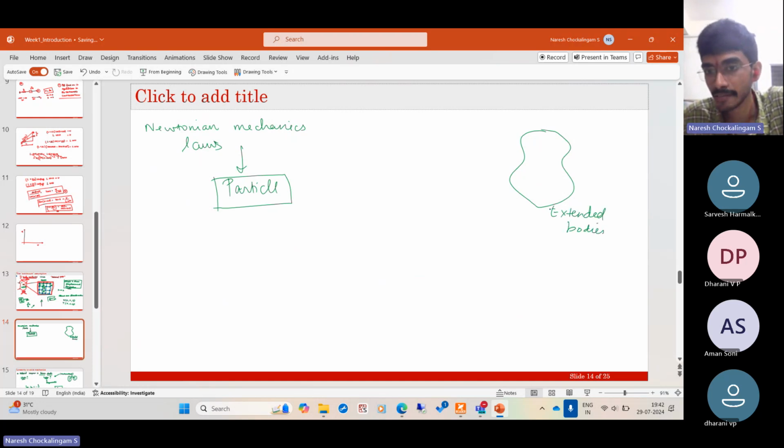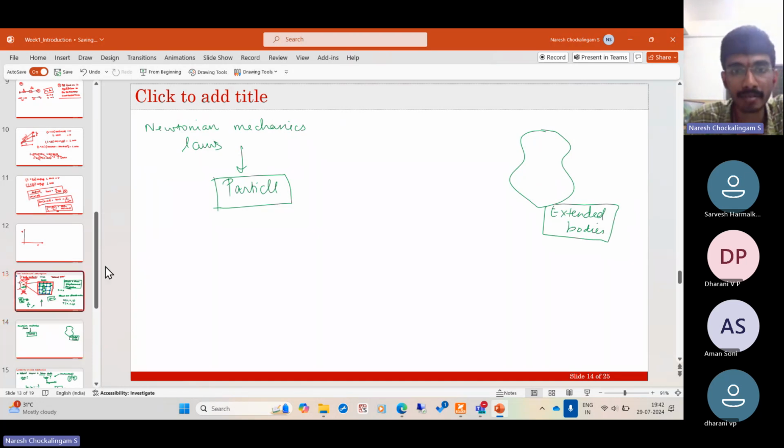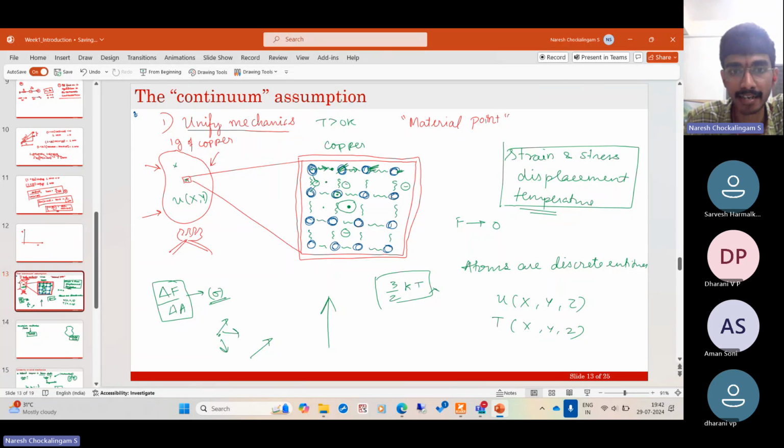So strictly speaking, you have to apply Newton's laws to every atom here. For example, you take the first atom and say the sum of all forces on atom A is equal to the mass times acceleration of atom A. Similarly, the sum of all forces on atom B is equal to something like this. And the origin of these forces comes from the Schrodinger's equation.